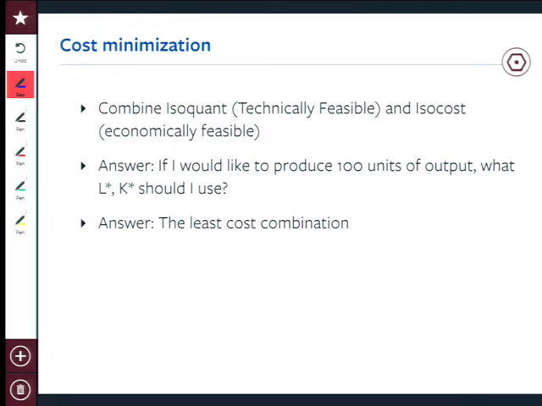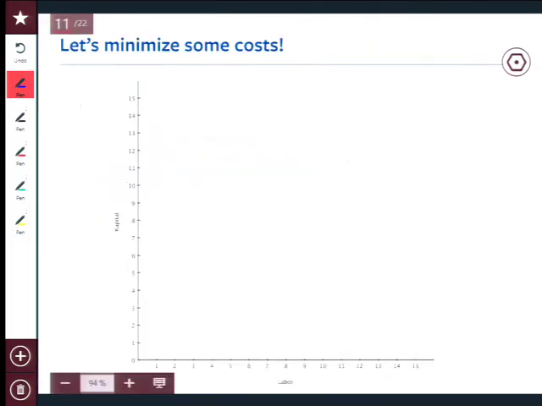So the point here is you're trying to produce 100 units of output at least cost, namely pick the combination of labor and capital that minimizes the cost of producing 100 units. Let's minimize some costs. Yeah, that seems like a really exciting call to arms, right?